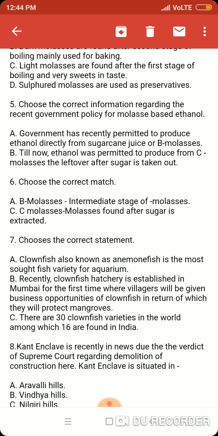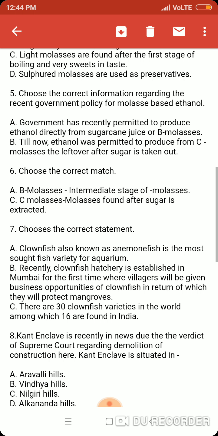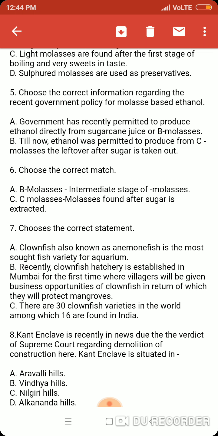But recently the government has given permission to produce ethanol directly from sugarcane, from the B stage of molasses. That's why it is equally important for prelims as well as mains. In mains also you can find various questions related to this method: what are the recent government policies for biofuel, what are the recent government mandates for producing ethanol, and what should be the concerns of producing ethanol from sugarcane.